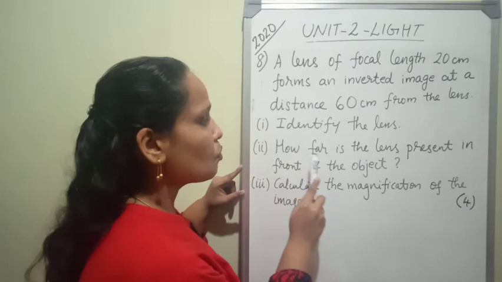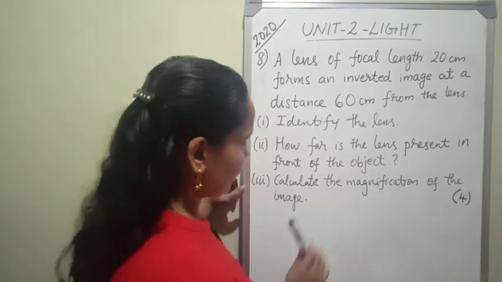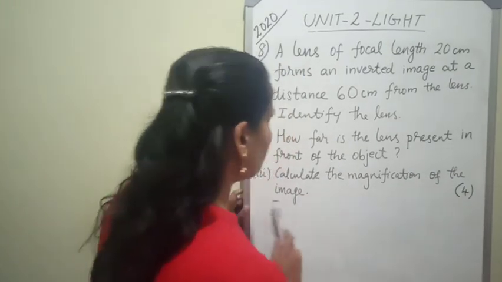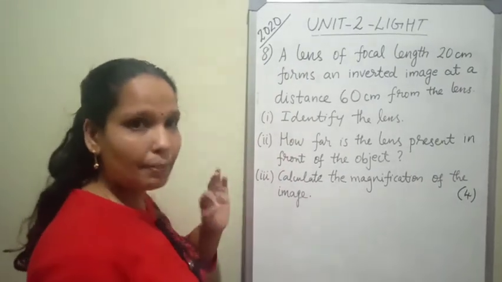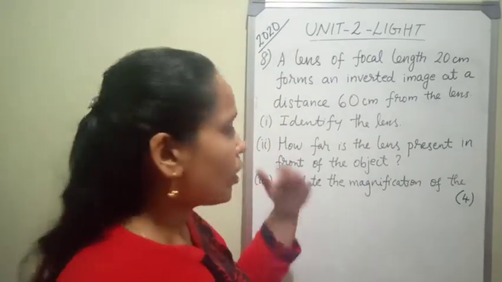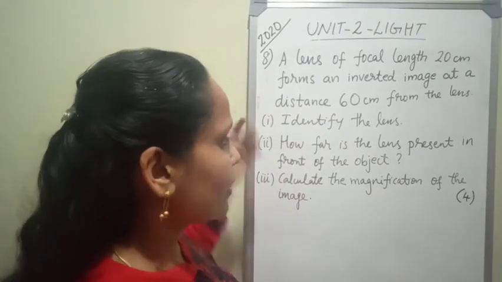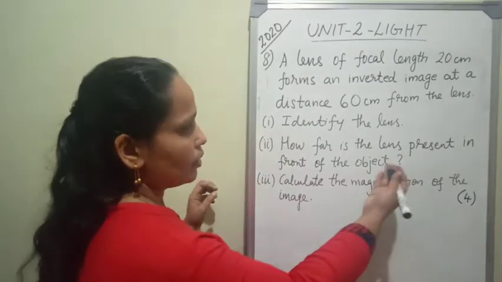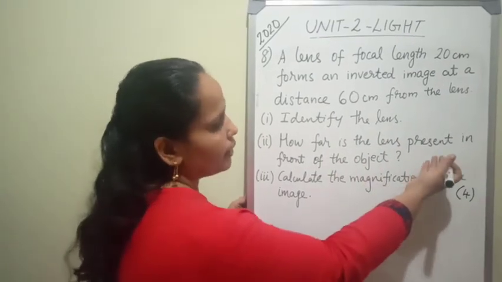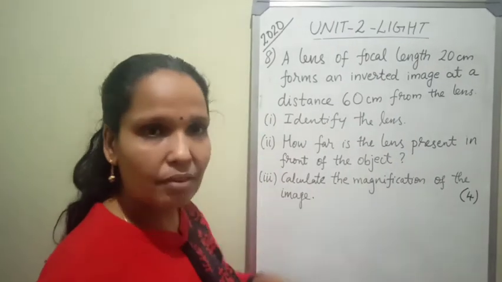Second part, how far is the lens present in front of the object? Third, calculate the magnification of the image. Okay, 3 parts are there, and this question carries 4 marks. So how will the mark distribution be? First question, identify the lens, 1 mark. How far the lens is present in front of the object? This question can have 2 marks, and when we find the magnification, we will be getting 1 more mark.